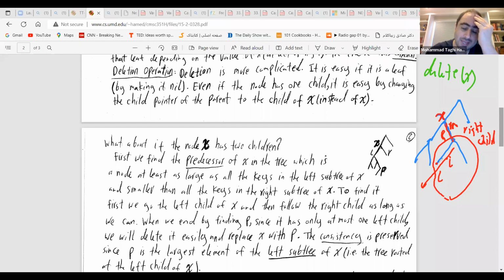This guy would be a leaf, or this guy may actually have one child, but if it has one child, there is no problem because you can just delete this guy and replace this. So if you find X and X has only one child or zero children, that is easy. If zero children, you just delete it. If it has one child, then you just replace X with his child. That is fine. This is one child and we are fine. So find this guy, this is the X, then you will find this guy, and you will delete this guy.